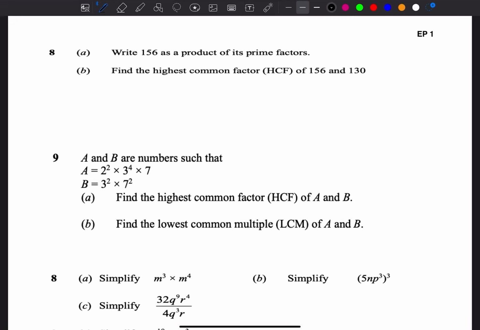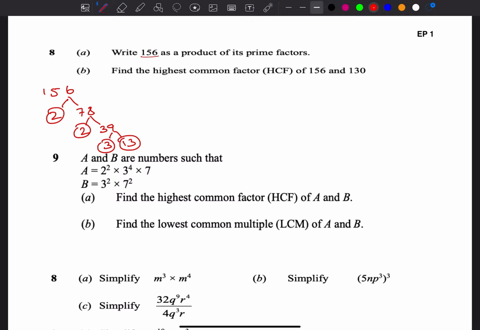Right. So 156 as a product of prime factors. So we're going to say what? 156. What times what? Let's say 2 times, what's that? 78. 78, you could say 2 times 39. 39 is 3 times 13.